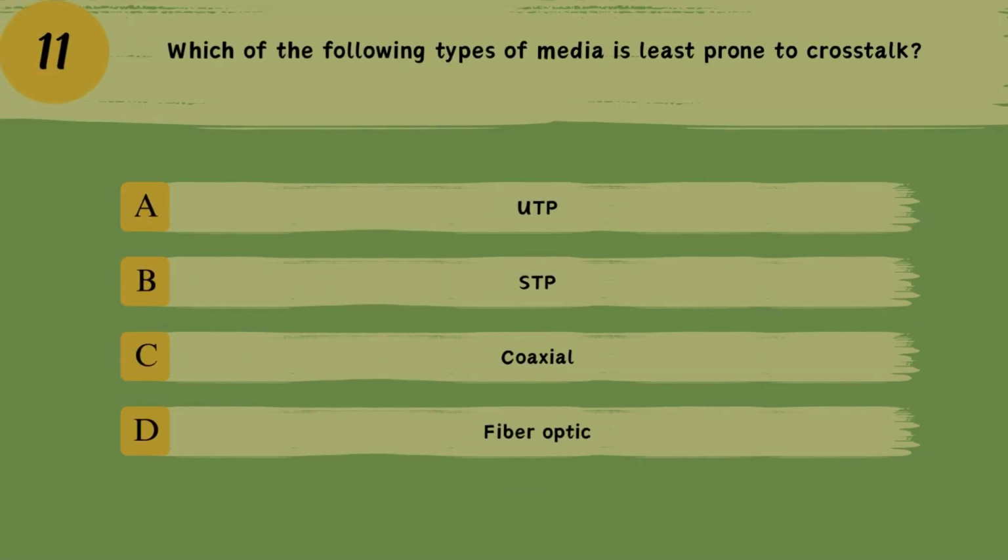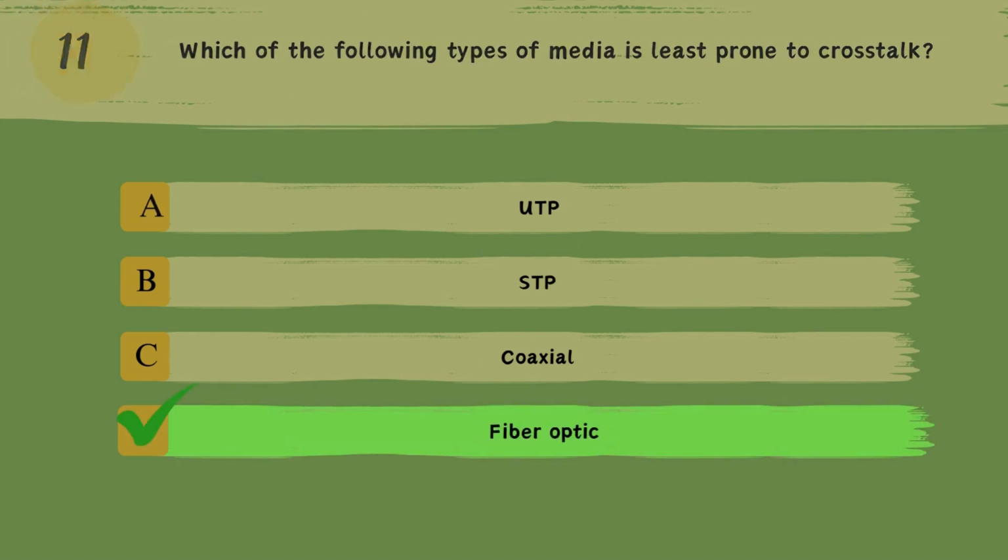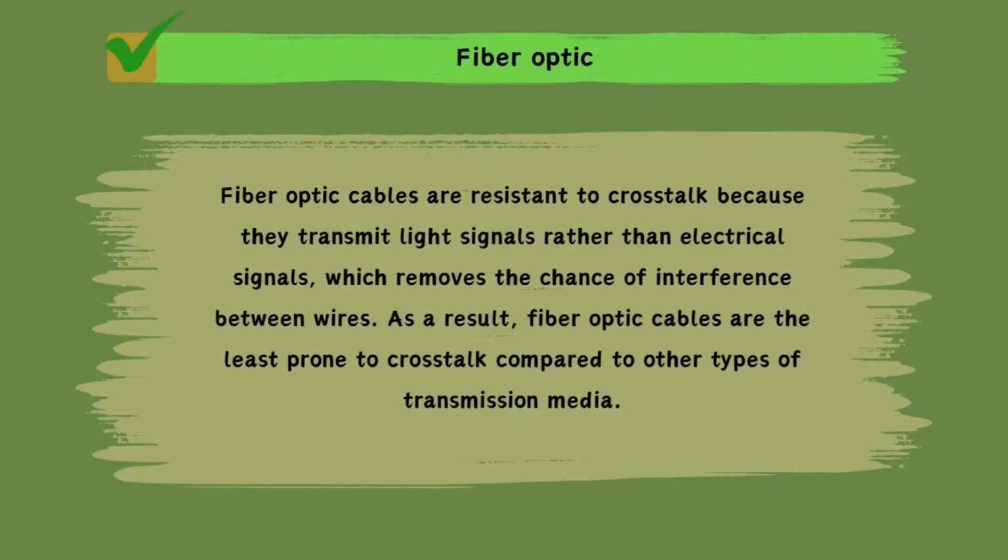Question 11. Which of the following types of media is least prone to crosstalk? A. UTP. B. STP. C. Coaxial. D. Fiber optic. Correct answer, D. Fiber optic. Fiber optic cables are resistant to crosstalk because they transmit light signals rather than electrical signals, which removes the chance of interference between wires. As a result, fiber optic cables are the least prone to crosstalk compared to other types of transmission media.